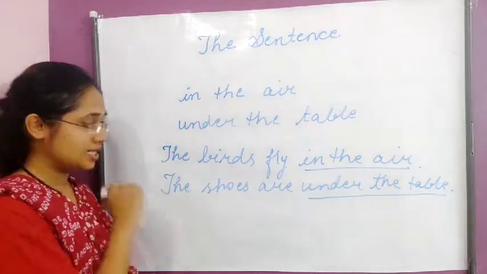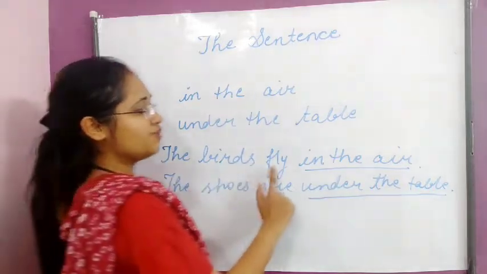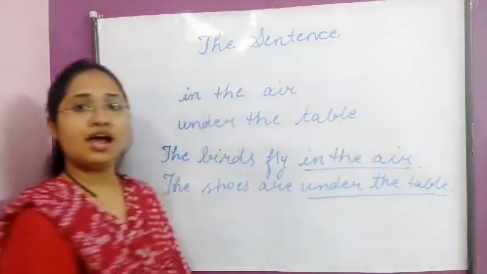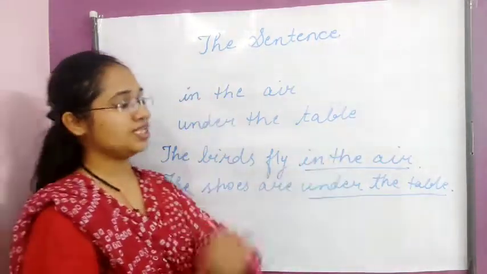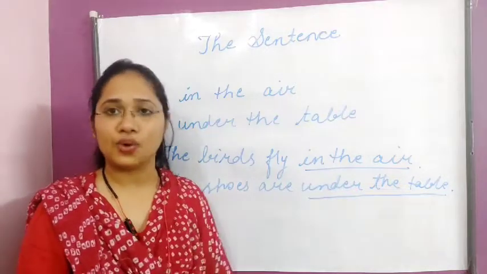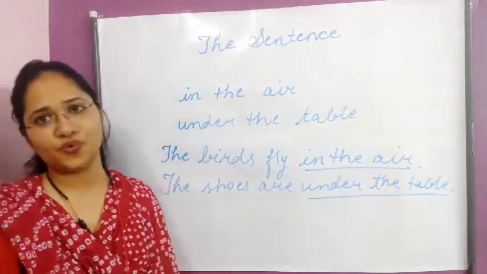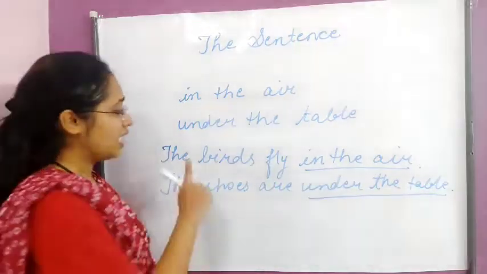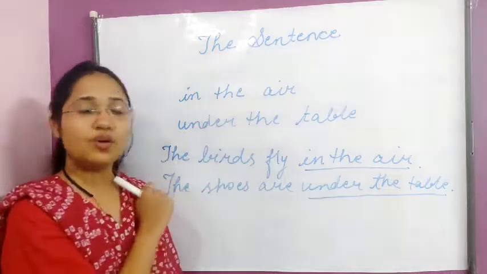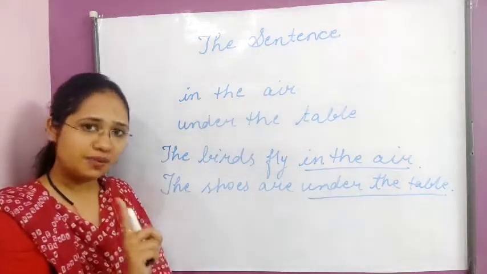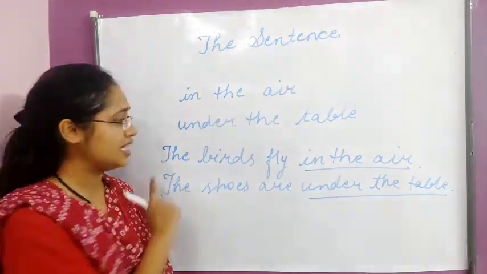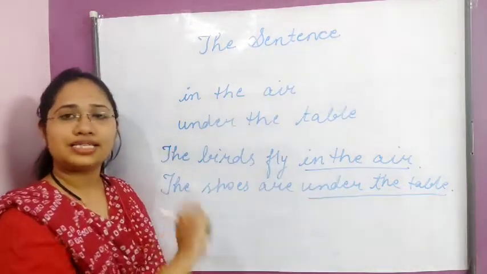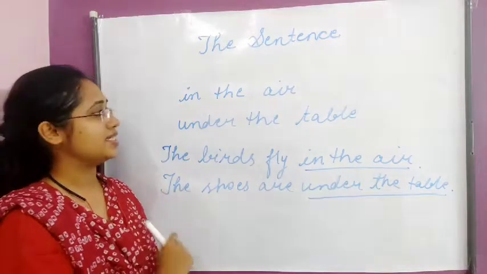Now read these sentences: The birds fly in the air and the shoes are under the table. Now with the use of a phrase we can also make a sentence. And now, what is a sentence? A sentence is a group of words that make complete sense, like "the birds fly in the air". Previously we only wrote "in the air", that is a phrase, because that makes sense but not complete sense. But now we write "the birds fly in the air", that makes complete sense, so that is a sentence.